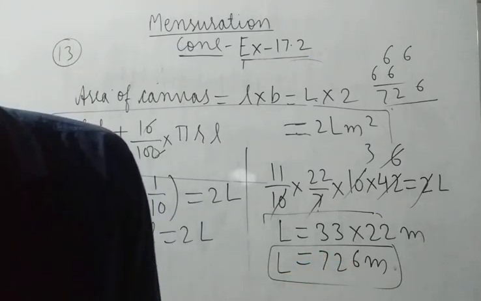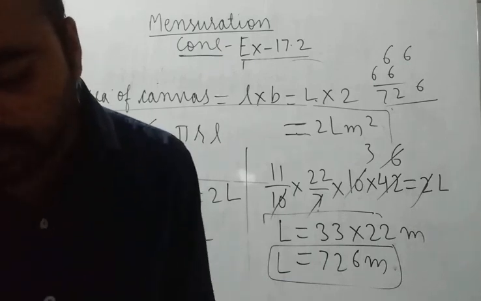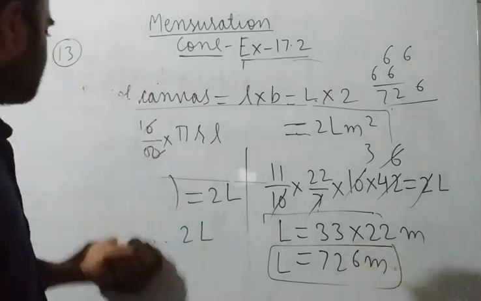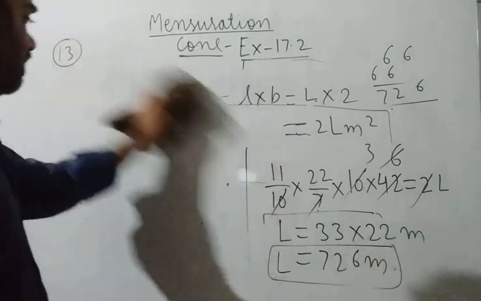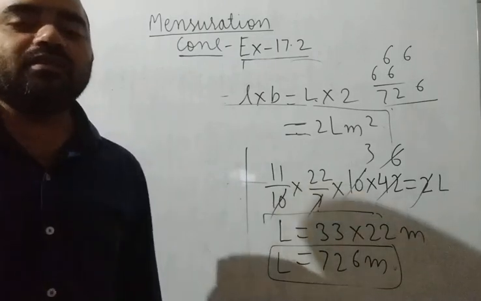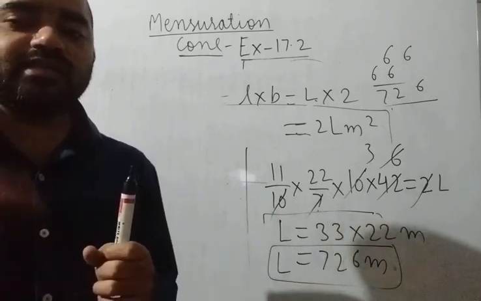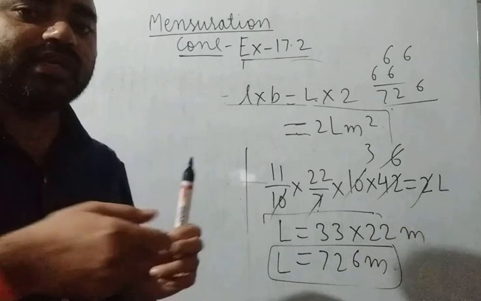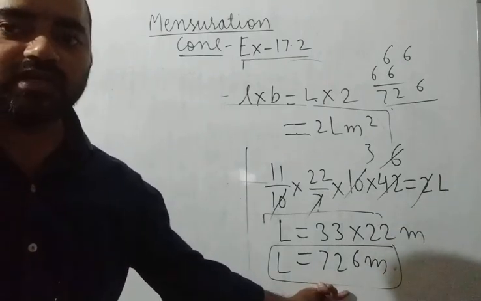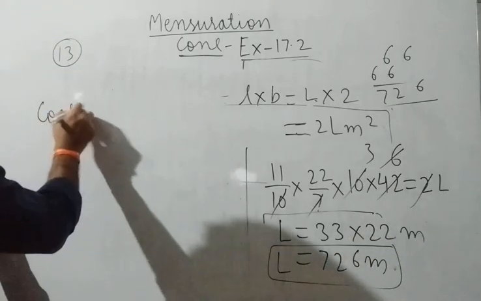Now the second part is: also find the cost of the canvas at the rate of rupees 80 per meter. You can see the cost is given as rupees 80 per meter. When you go to purchase the canvas, the canvas is in the shape of a rectangle. It is in the rolled form. So the cost is based on the length. Correct? And length we have calculated what? 726 meter.